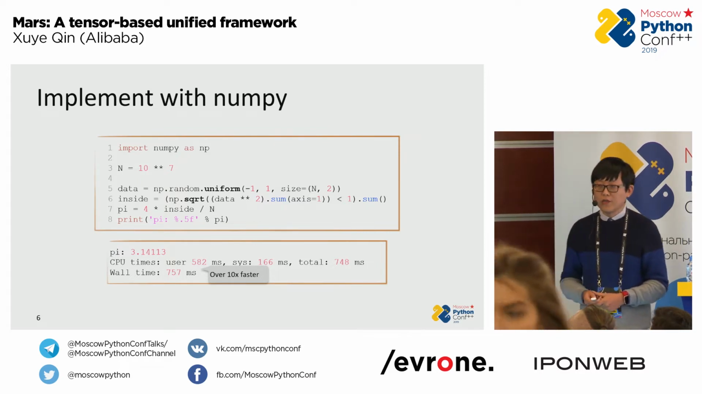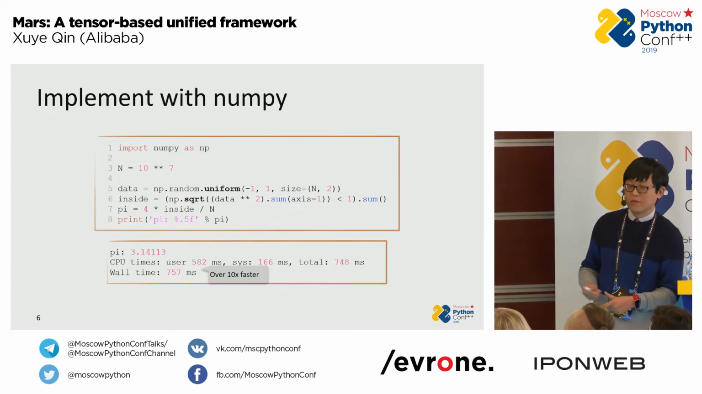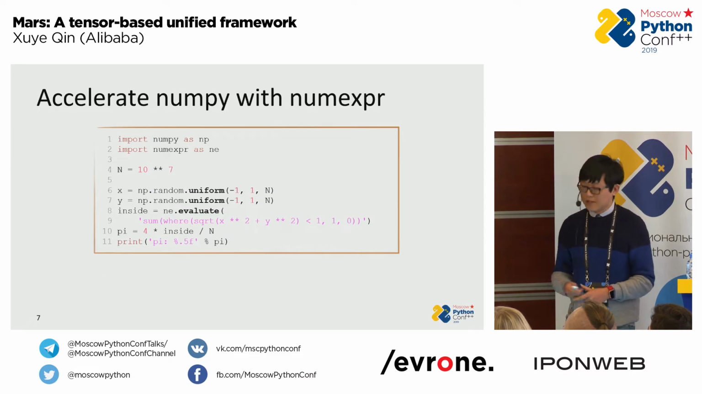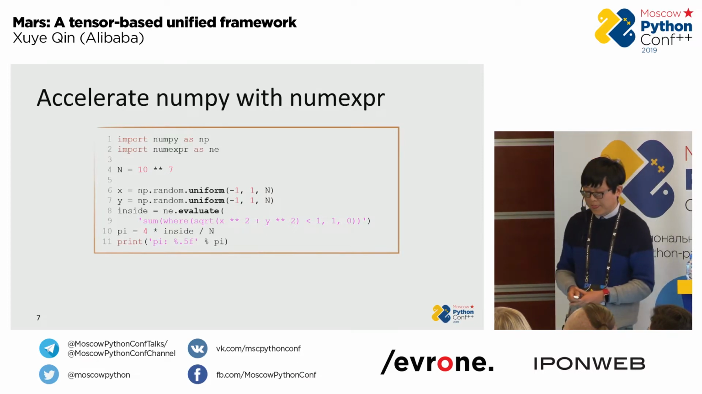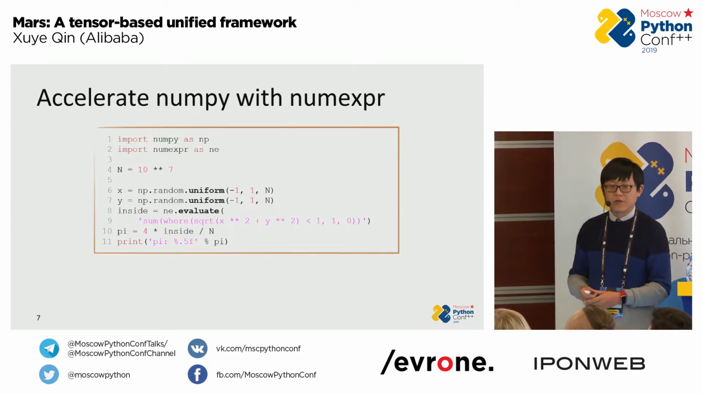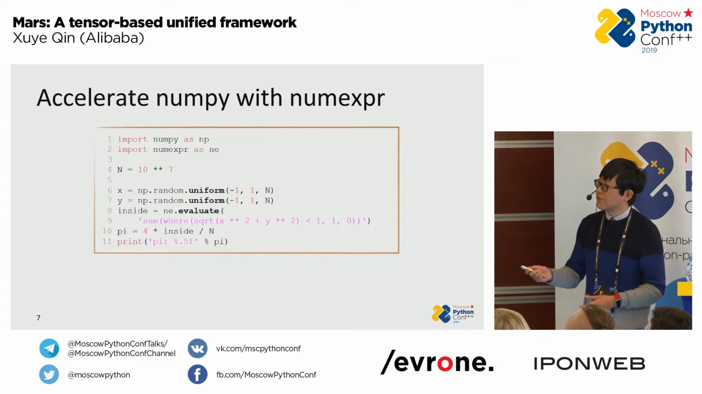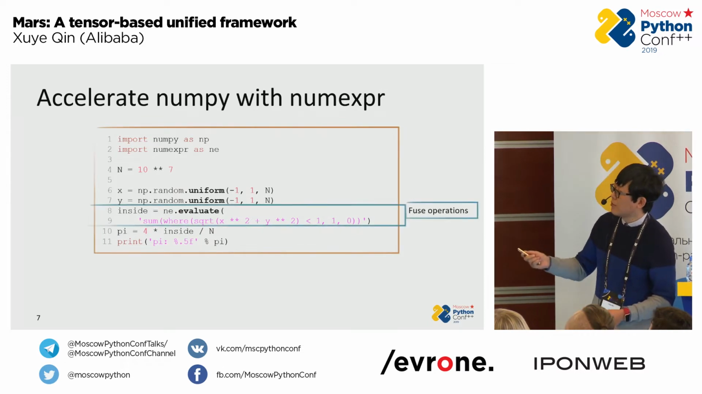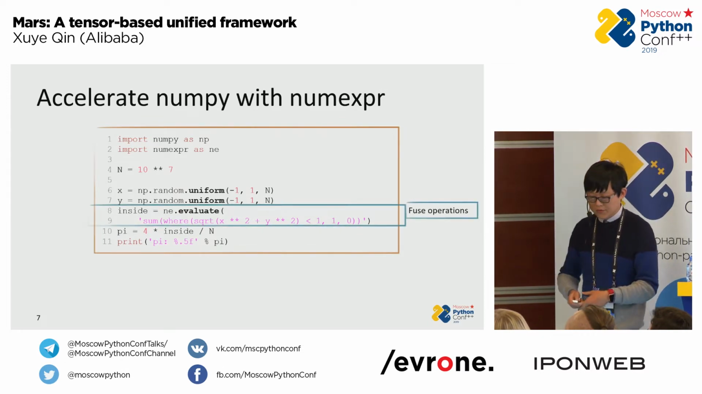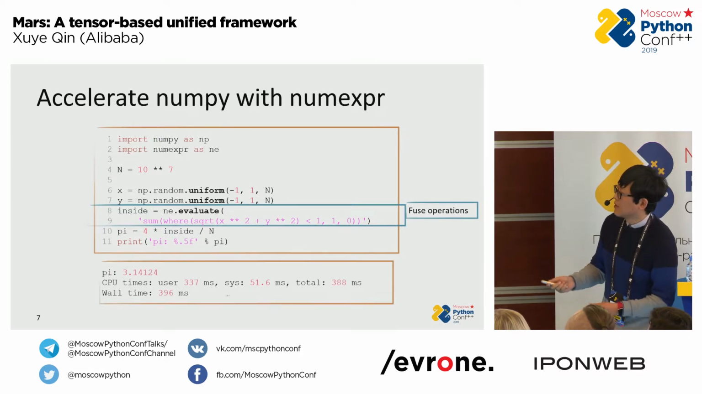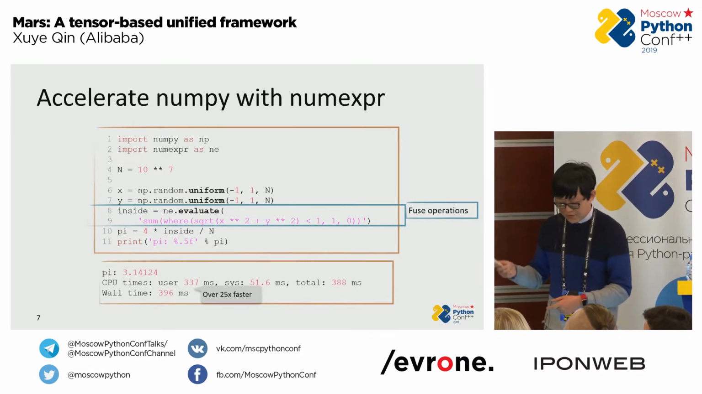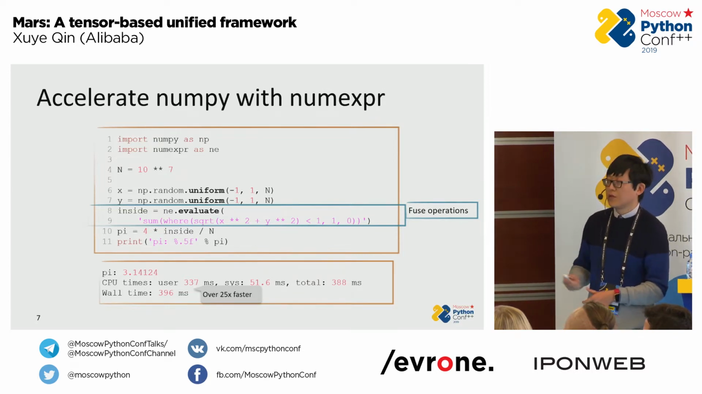So is there any way to accelerate the NumPy code? The answer is yes. We can use a library called NumExpr. NumExpr is a numerical expression evaluator for NumPy. You can fuse a few NumPy operations into one operation, so you can accelerate your NumPy code, and the execution time is 25 times faster than pure Python.